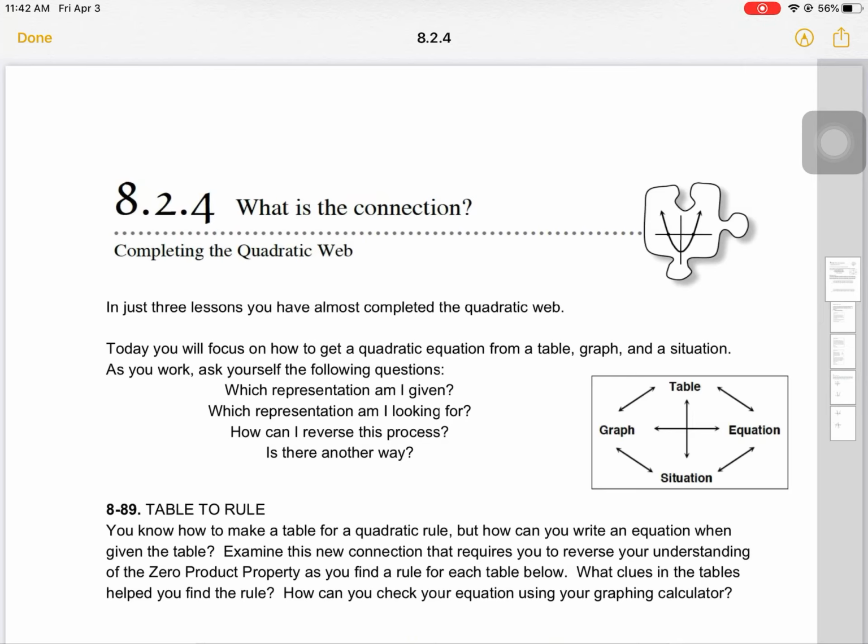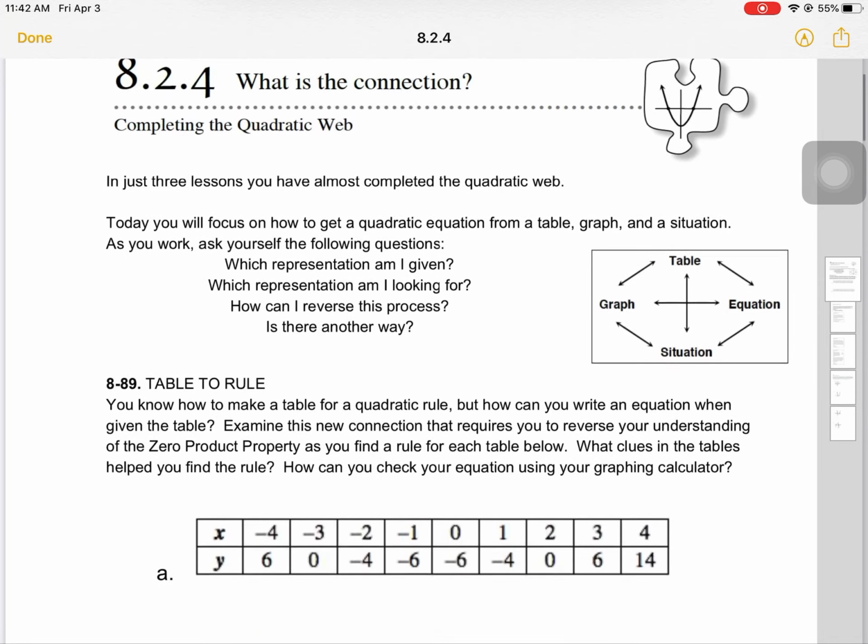824 is where they pull all this quadratic information together, and we take a look at how we can move back and forth between a table and an equation. We've gone from equation to graph. We're going to look at going from graph to equation, situation to equation. For the most part, we have moved from equation to all the other pieces in this web. But for this, we're going to move through coming up with equations that satisfy needs.